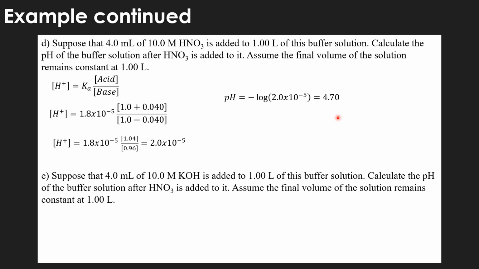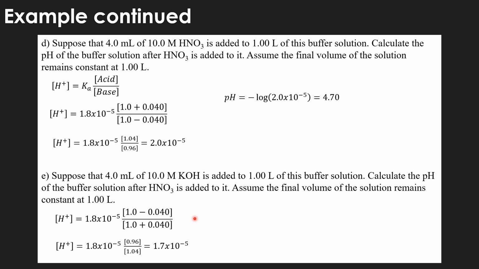So let's see what happens when you add some base. Same kind of scenario. Suppose 4 milliliters of 10 molar KOH, so strong base, is added to our buffer solution. Calculate our pH. Same setup, but this time to our 1 mole solutions, we are going to add to the base. So we're going to add on the bottom because we're adding strong base, and it's going to react with some of the acid, the weak acid. So we're going to subtract some of the weak acid. When we do that and simplify, we get 0.96 over 1.04.